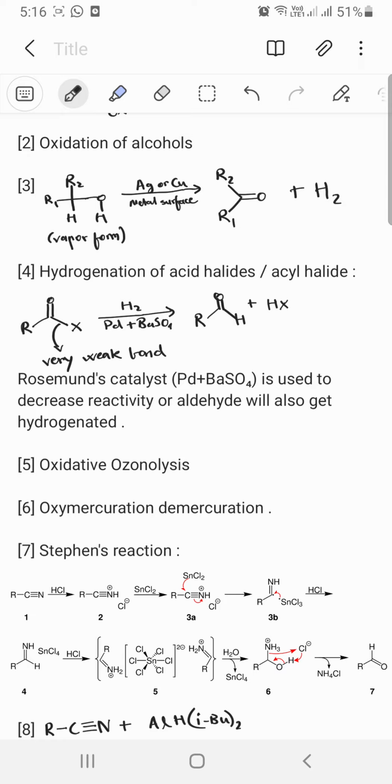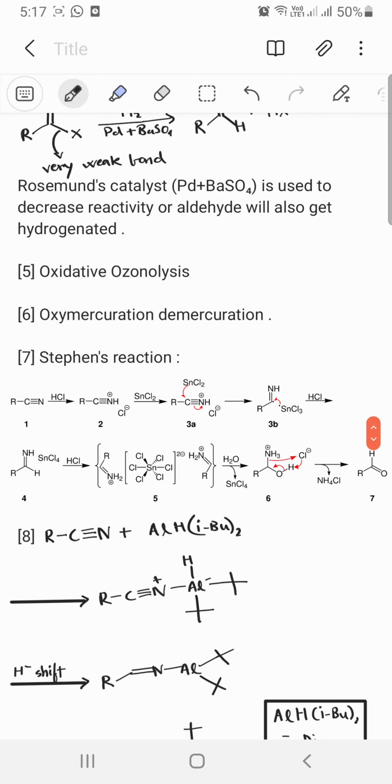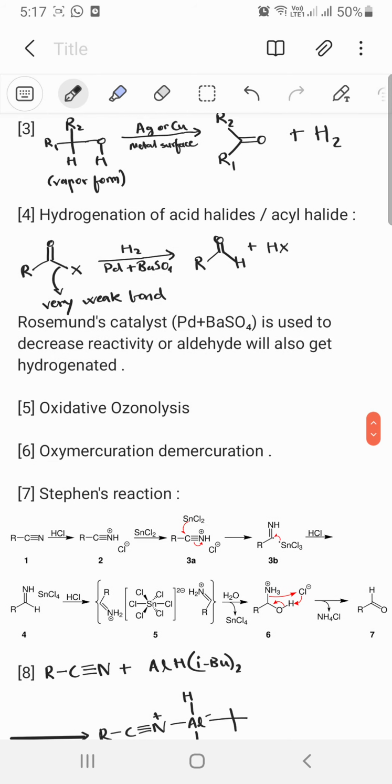Okay. Oxidative ozonolysis, that will work, no big deal. Oxymercuration, demercuration, yeah, sure. Reductive ozonolysis gives alcohols. Oxidative ozonolysis gives carbonyls or carboxylic acids in cases when you have hydrogen. Stephen's reaction.